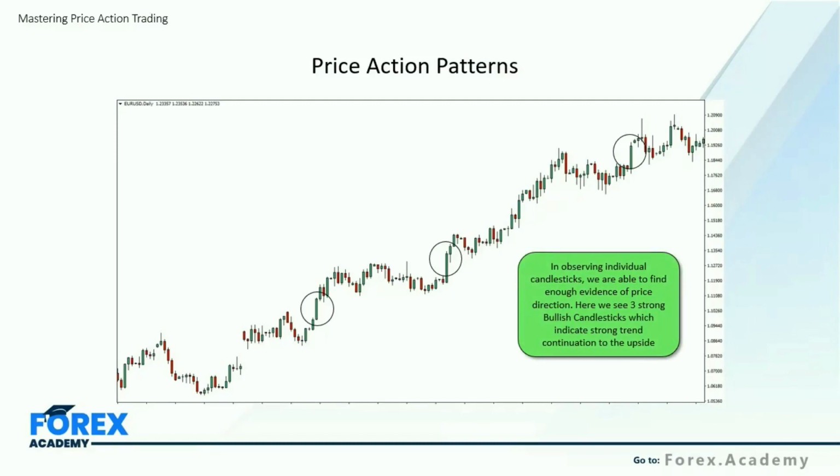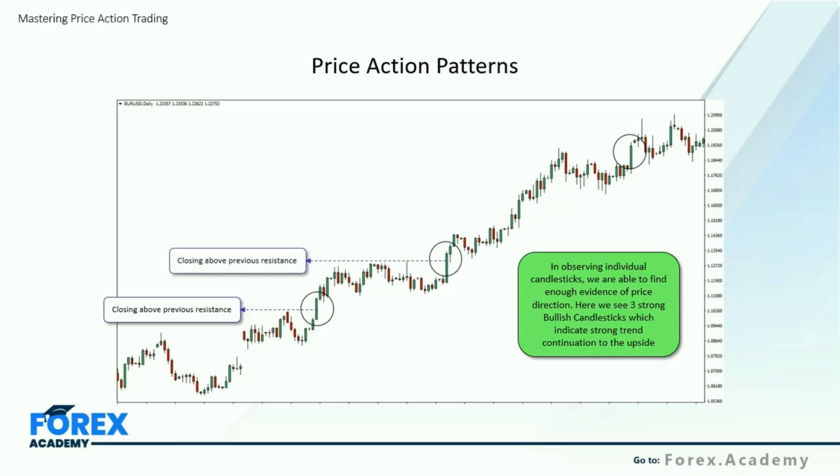And in observing individual, almost standalone candlesticks, we are able to find enough evidence of price direction. So here we see 3 strong bullish candlesticks, which indicate strong trend continuation to the upside. So that is effectively all what these candlesticks do. But there's a lot that happens just prior to this candlestick. And this is on each occasion, what we see and experience is a close above previous resistance levels on each of these occasions.